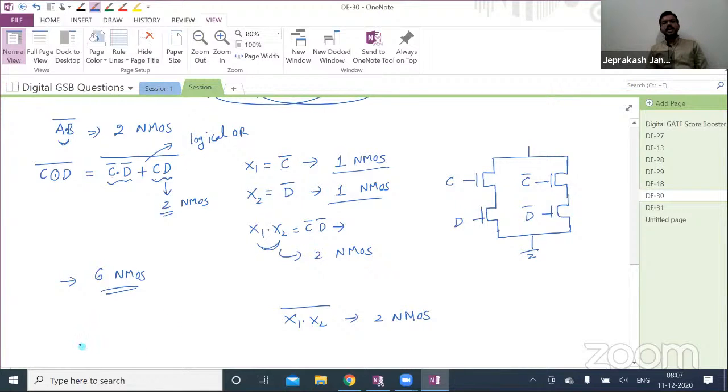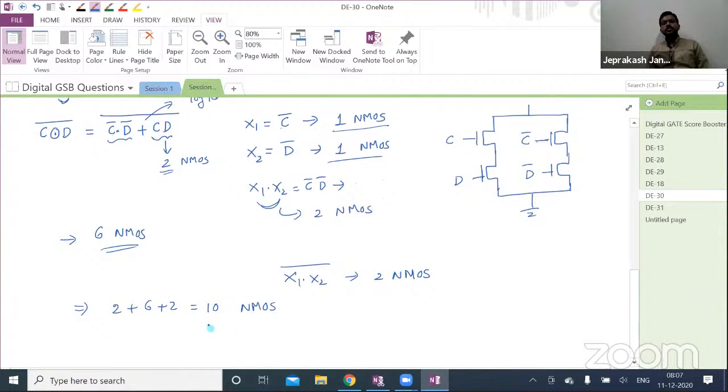Okay, so that means just add all these: 2 plus 6 plus 2. That means 4 plus 6, 10 NMOS transistors we require. Similarly, 10 PMOS also you require. 10 NMOS transistors, 10 PMOS. So with the help of this logic, we got 10 NMOS and 10 PMOS transistors.